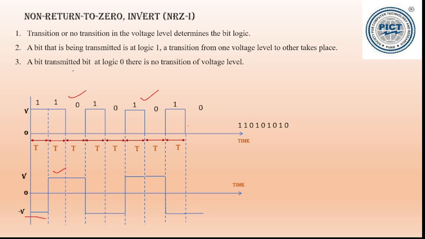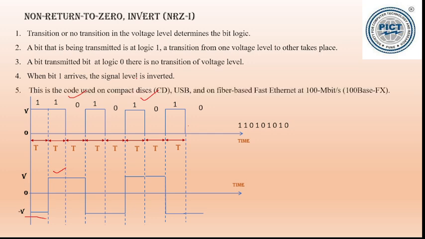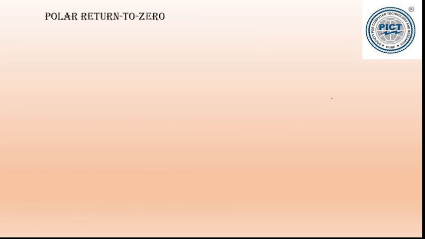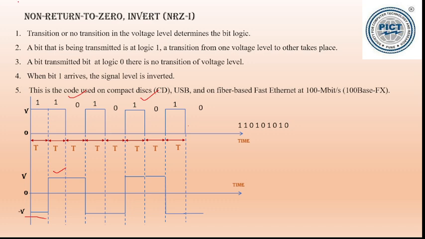So for a transmitted bit at logic 0, there is no transition of voltage level. When bit 1 arrives, the signal level is inverted. This is a code used in compact disc, that is CD, USB, and on fiber based fast Ethernet at 100 Mbits per second. Okay, so this is the non-return to 0 invert type of line coding scheme.